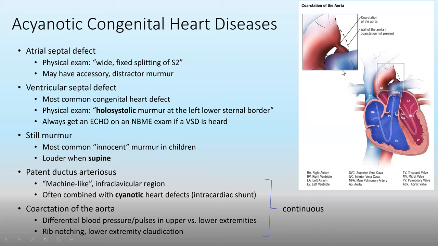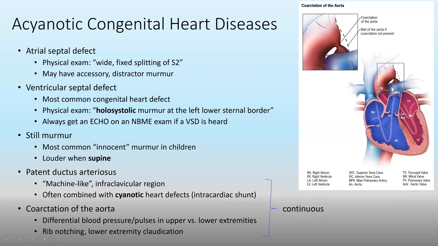And so you have decreased pressures in your lower extremities. So you can have claudication or pain in your lower extremities. You can also have rib notching because as the aorta is blocked here, your body tries to compensate. The intercostal arteries, which aren't depicted here, can basically fill with blood to try and go around this blockage. And over time, that can decay and erode the ribs, basically from pressure necrosis of the ribs pressing against the intercostal arteries. Versus a PDA is a connection.